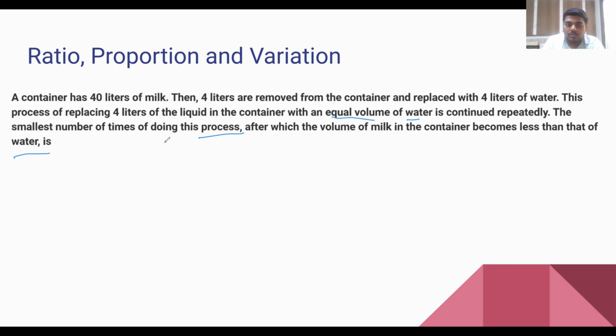So notice one thing, that concentration of milk is equal to milk divided by total into 100. And in every iteration, the total is 40 liters only. So we can write it as 2.5 m. Okay. And here the quantity of replacement is 4 liters. Like 4 liters of water is getting added.